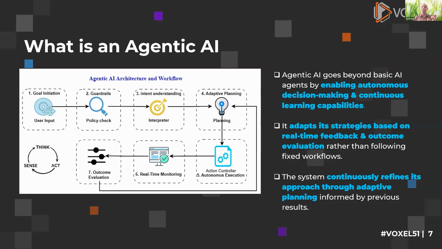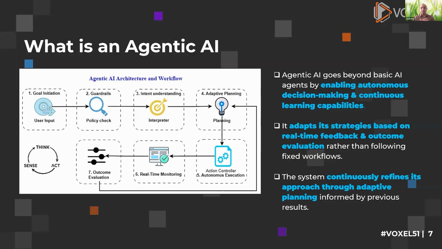Then this information is passed to the action controller for autonomous execution, and it does the real work. Whatever the plan is, it starts executing as per the plan.